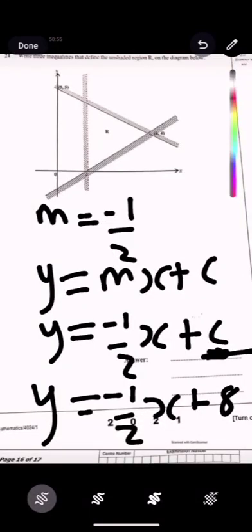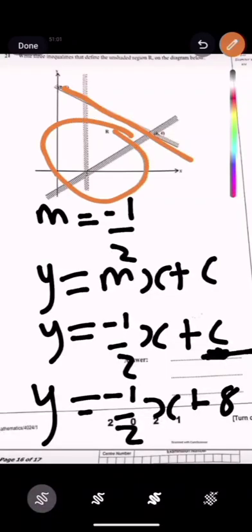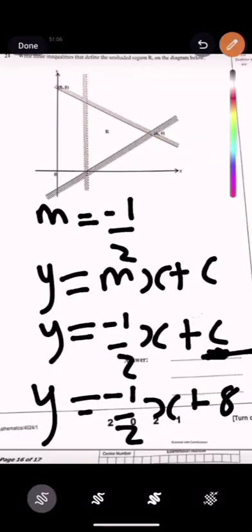Okay, so next, what symbol are we going to put here? So here we have this situation. Our region of interest is this. Do you think this is greater or less? You can use your eyes or you can use analysis. According to my eyes, this is less. It looks like it's bottom and left. Therefore, it's going to be less.